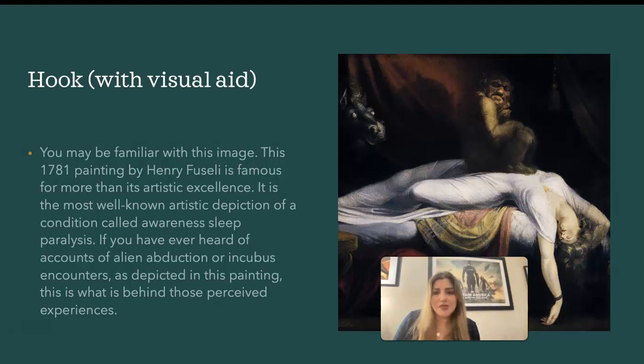And this would also serve as a visual aid if you're doing that. I would show this painting, and so I might say, you may be familiar with this image. This 1781 painting by Henry Fuseli is famous for more than its artistic excellence. It is the most well-known artistic depiction of a condition called awareness during sleep paralysis. If you've ever heard of accounts of alien abduction or incubus encounters, as depicted in this painting, this is what is behind those perceived experiences. All right, so that's one hook. That's an example of using a hook kind of with a visual aid.